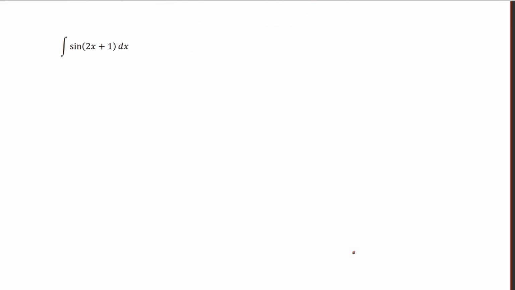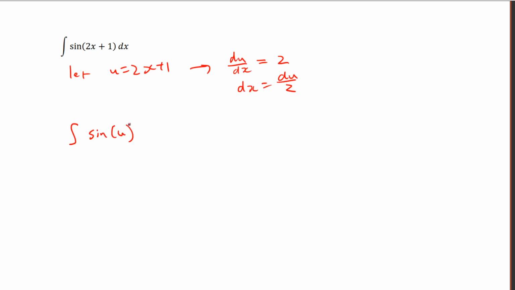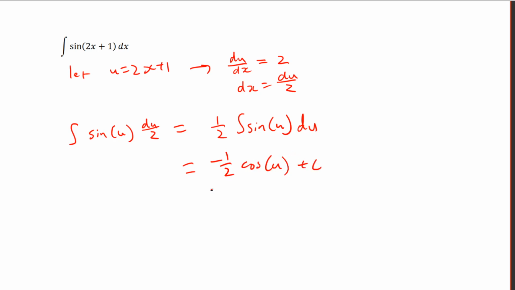Onto another example. Again, I do the same thing. So I have sine of (2x plus 1). I can say the inside is 2x plus 1, so I'll let u equal 2x plus 1. Now I have du/dx equals 2, and I can say dx equals du on 2. So now my integral becomes sine of u, and then instead of dx, I'll have du on 2, which is half the integral of sine u du. When we integrate sine, we should get negative cos. So this will become negative half cos u plus c. And then I'll write this in terms of x, so this will be negative half cos(2x plus 1) plus c.